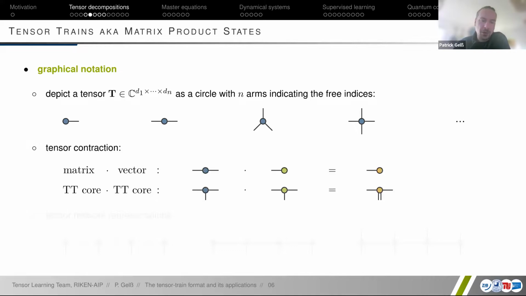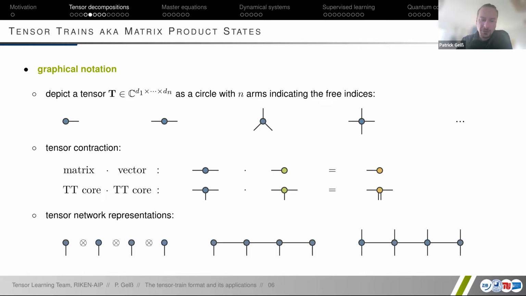And if we now want to combine, multiply, or contract different tensors, we simply join the corresponding arms in this notation. For example, if I multiply a matrix and a vector, I join the two corresponding arms, contract the cores, and then I get a new vector. So matrix times vector is a vector. You can also use this for tensors of higher order to construct contractions of TT cores and so on, and to represent the entire decomposition of a tensor train or of a given tensor.